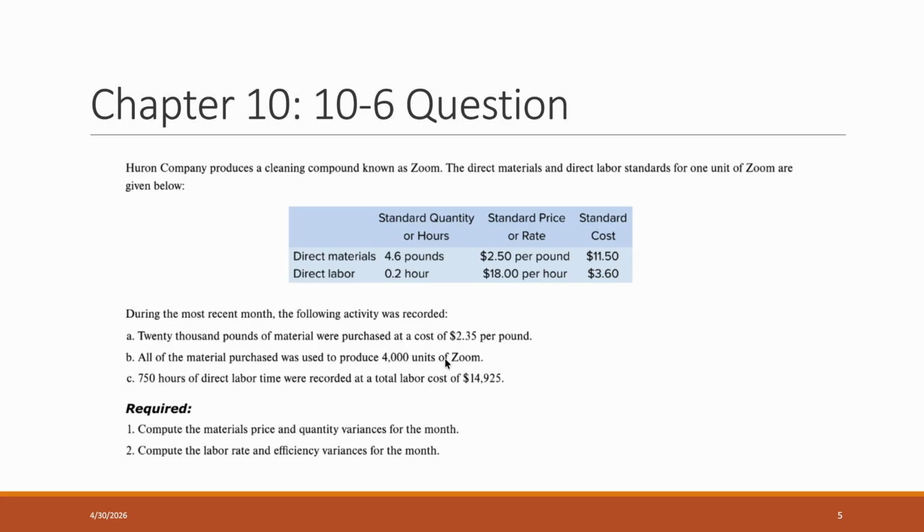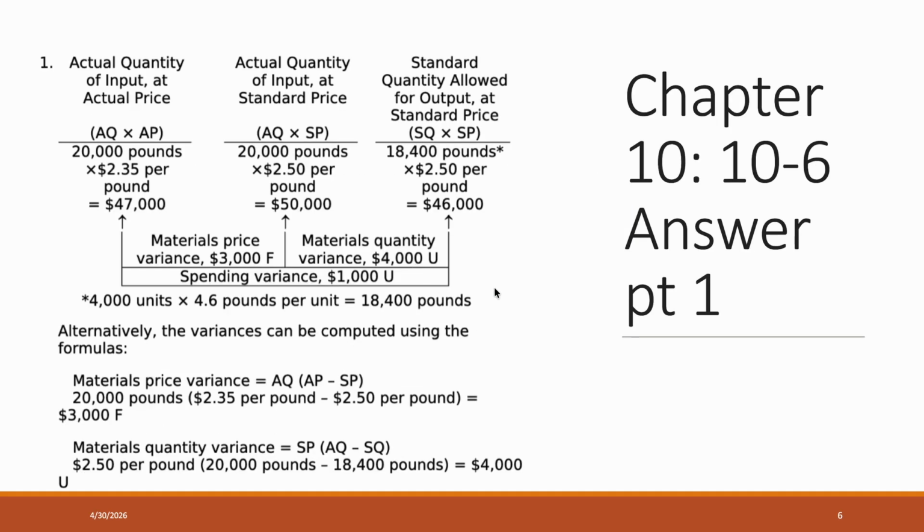So if we produce 4,000 units and the standard quantity is 4.6 pounds of direct materials per unit, that means our total standard quantity is going to be 18,400 pounds. We get that by multiplying the 4,000 units times the 4.6 standard pounds per unit. Then we multiply that by our standard price given to us in that table, and we get a standard cost of $46,000. So now we can compare that to our middle column here that uses actual quantity times standard price, and we see that it's a difference or variance of $4,000 in materials quantity.